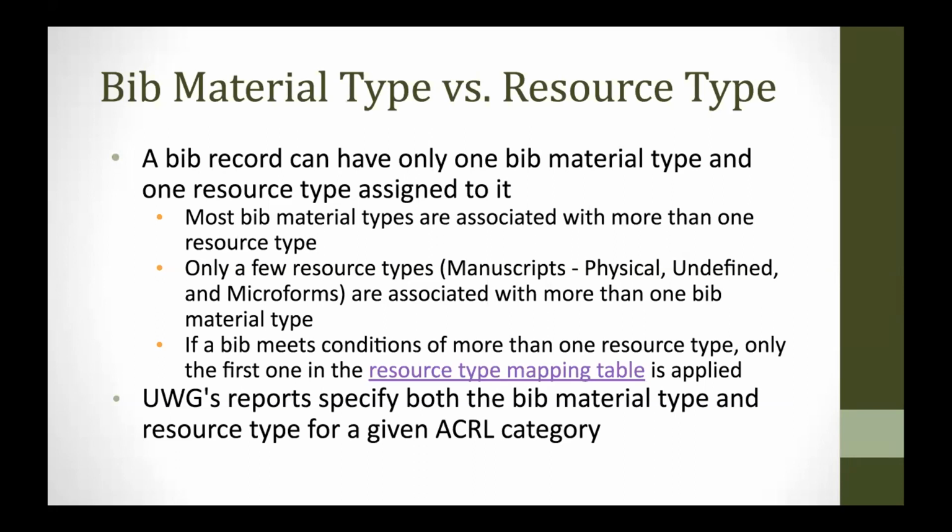And that's for this reason, and for some other reasons as well, which we'll get into. Our reports specify in nearly all instances, with one important exception, the bib material type and resource type for a given ACRL category. So it might seem like a little bit of overkill, but we do that just to be absolutely sure that we're pulling in the resources that we need.